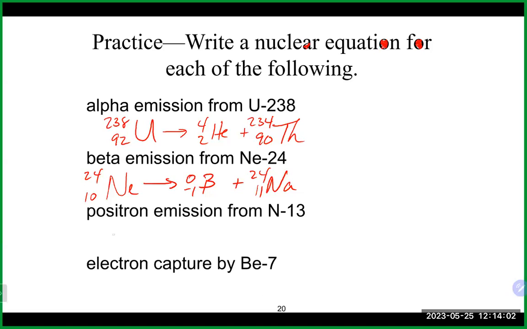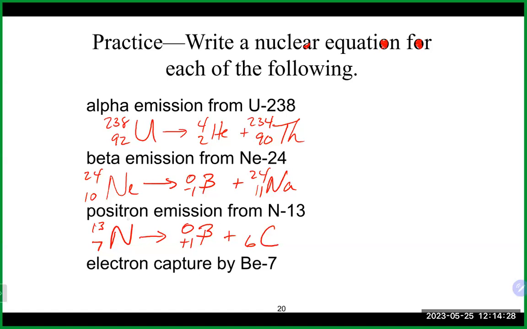Positron emission of nitrogen 13, so 13 and 7 from the periodic table, which is nitrogen's atomic number. Once again, we got our emission, so that's going to be the positive one here. And in this case, we have 7 on the left and 1 on the right, which means our missing atomic number should be number 6, which is carbon in this case.